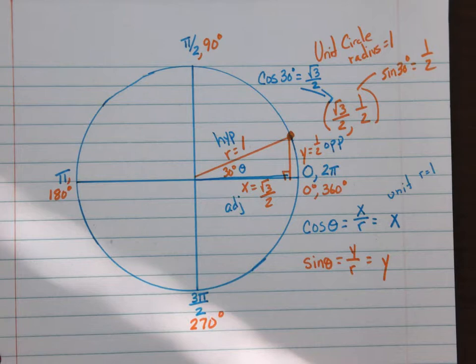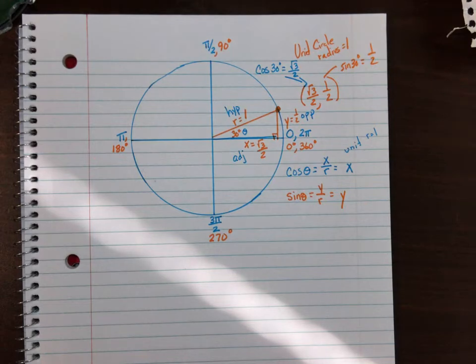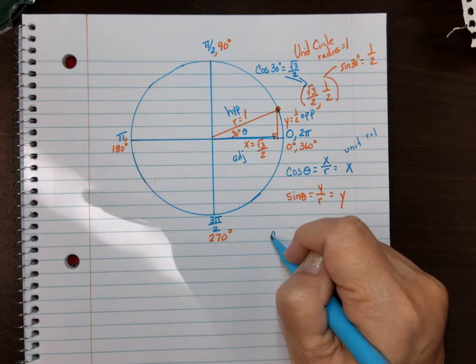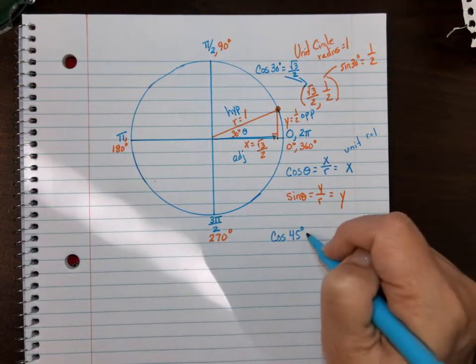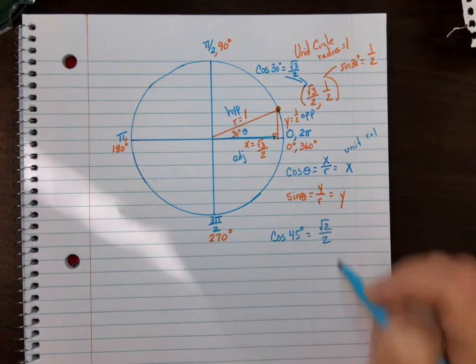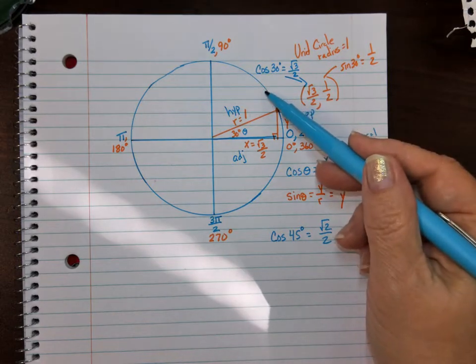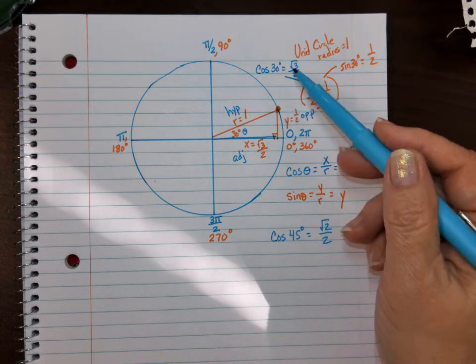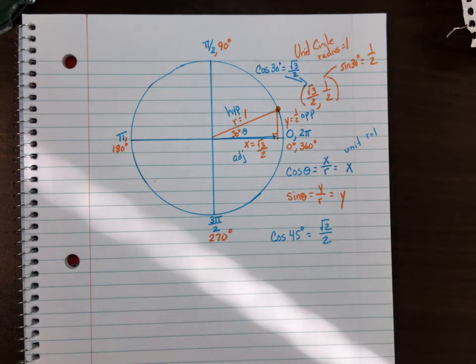So, what you're going to be asked to do next is to be able to give answers to the common trig angle measurements. So if I say cosine 45 degrees, you're going to be able to say square root of 2 over 2 without even blinking, right? Because at 45 degrees, the ordered pair is root 2 over 2 comma root 2 over 2. So the x value is square root of 2 over 2. You know that.